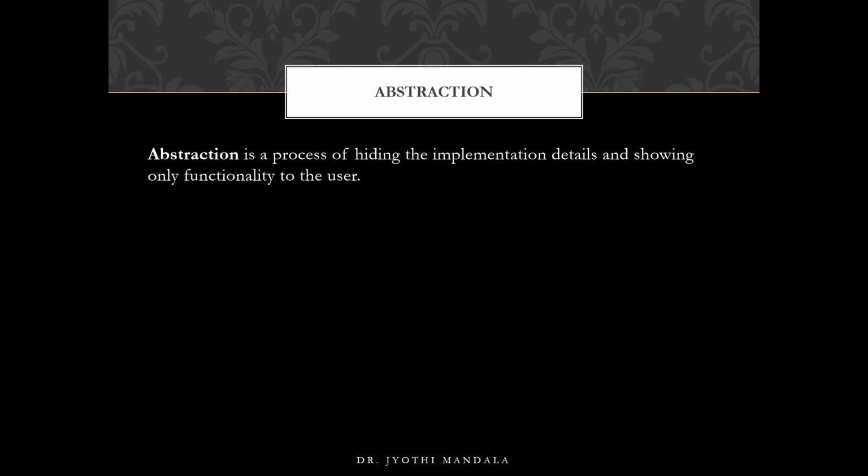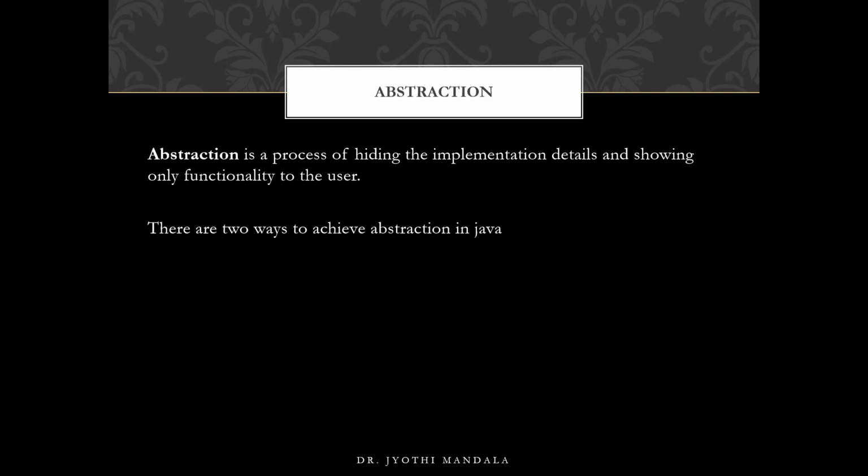A simple example is our mobile phone, where we don't know how the internal features are designed for us. We just make use of the apps available in the mobile phone, but the software behind that is hidden from us. In a similar fashion, in Java also we have a process of hiding the implementation details, but only showing the functionality to the users. So how can that be done?